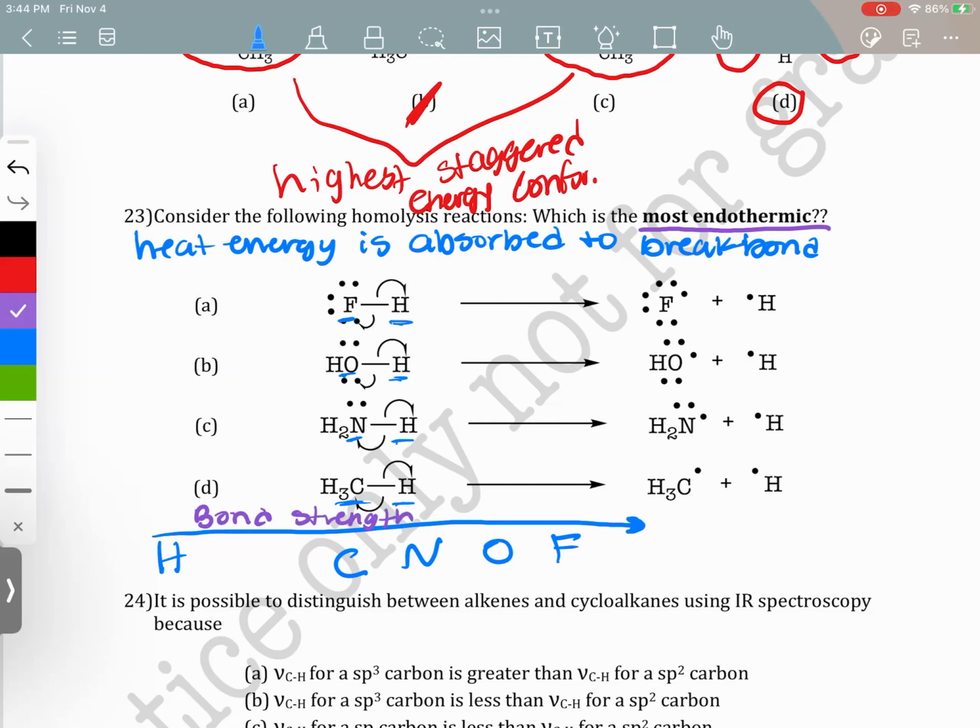So as you go across the periodic table from left to right, bond strength what? Decreases? I think increases. It increases, because the more electronegative atom attached to the hydrogen would have a stronger bond because of the electronegativity. So bond strength always increases across the periodic table.